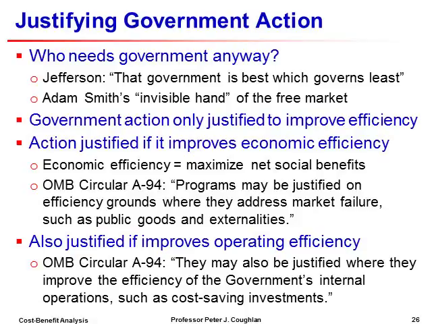And there are two notions of efficiency here. It could be that the action is justified if it improves economic efficiency. And economic efficiency is this idea of maximizing net social benefits, net benefits, which is what cost-benefit analysis does, but maximizing net social benefits, the overall benefits to society.